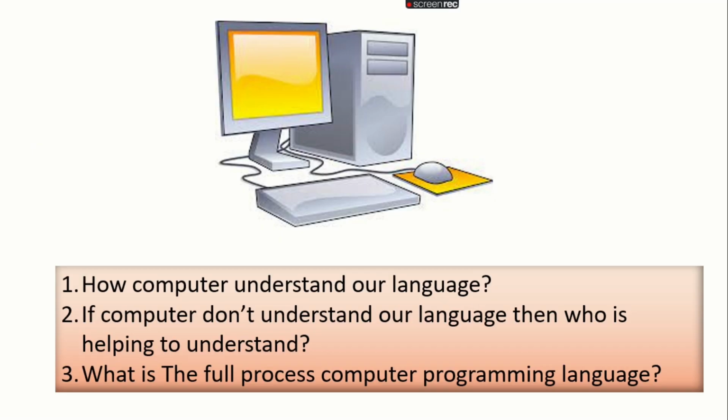So in a computer we write a program using C, Python, Java and so on, and when we run the program, the output comes. But I'm sure you have a lot of questions, like how the computer understands our language. If the computer does not understand our language, then who is helping it to understand? What is the full process of a computer programming language? You have a lot of questions.